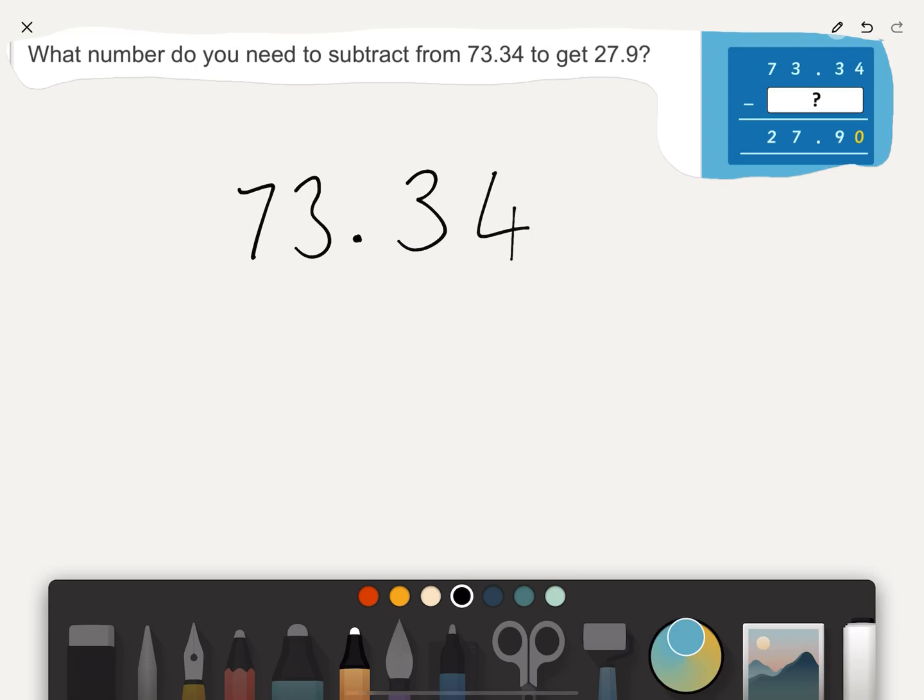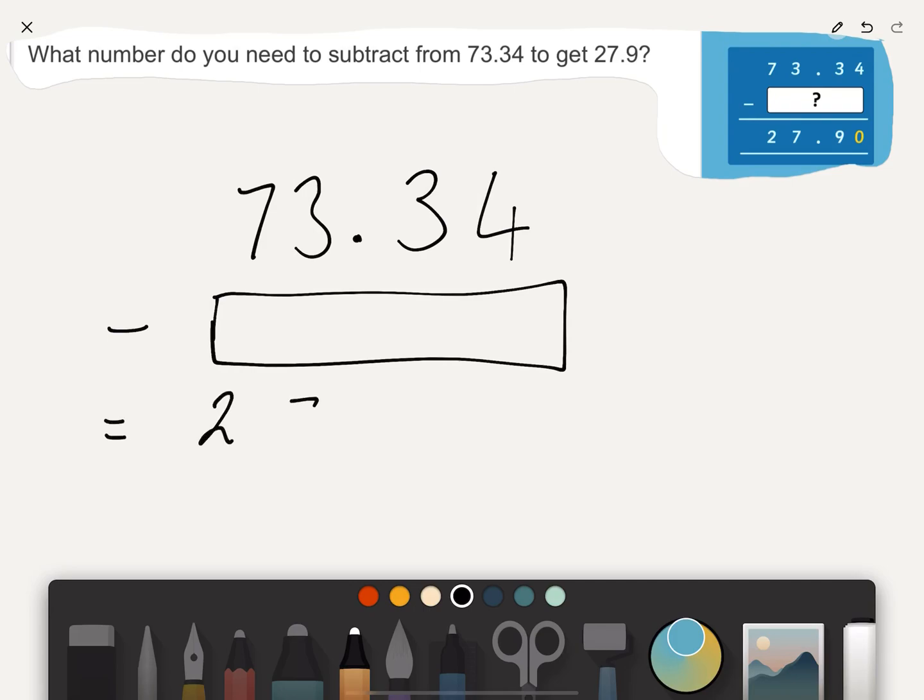73.34 subtract 27.90 equals. 4 subtract 0 is 4. 3 subtract 9 is not possible, so it must be a 13, or 1.3 if you're going to get really technical, or 13 tenths, but for the sake of the question, it's 13. 13 subtract 9 is 4.